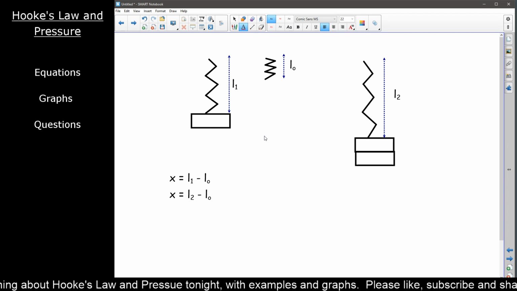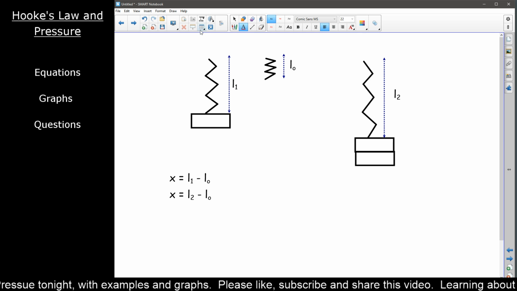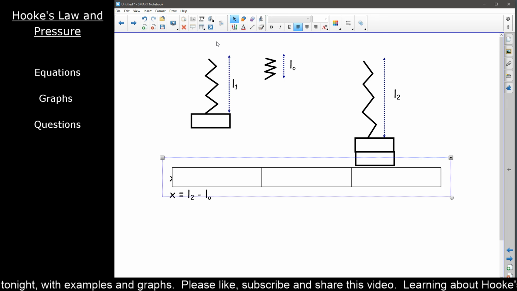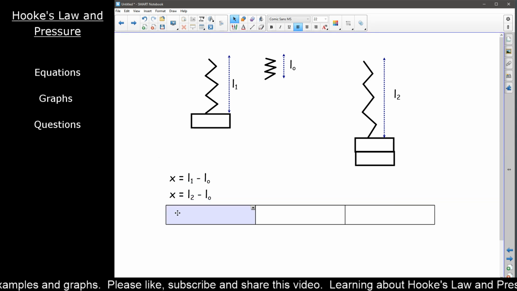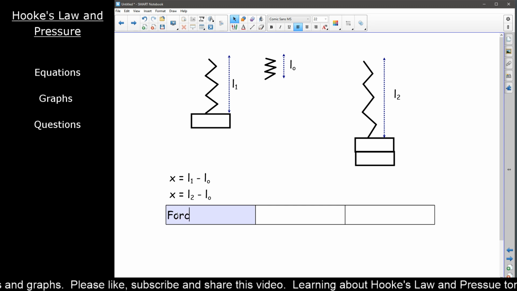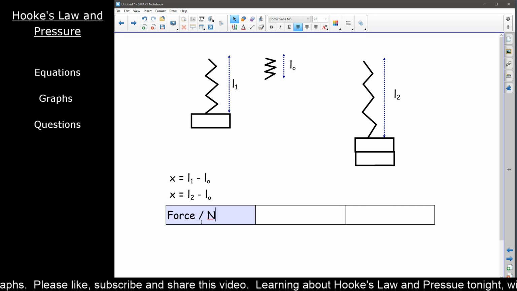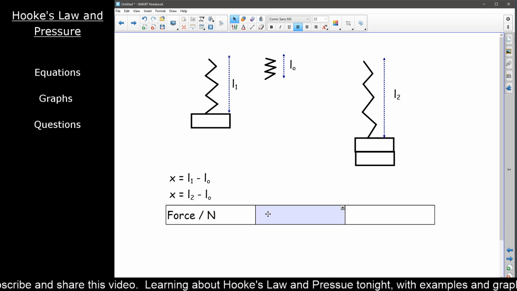So it's a good idea when you're doing these experiments, get a measurement for L0, write that down somewhere, and then make sure you're taking that away from everything else. If you're drawing up a table for this experiment, because this is a prescribed practical, one of the ones that you can be asked to perform, you'll be looking at force here, measured in newtons. Note the forward slash here, the solidus, rather than brackets. Force is measured in newtons.